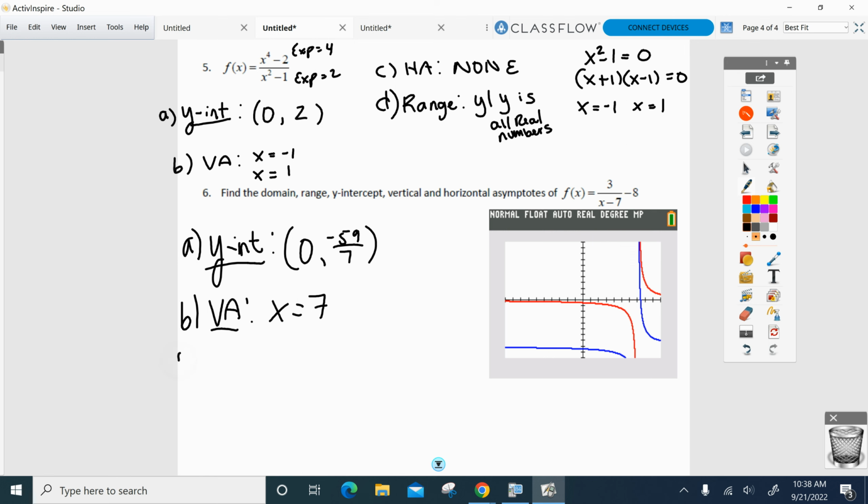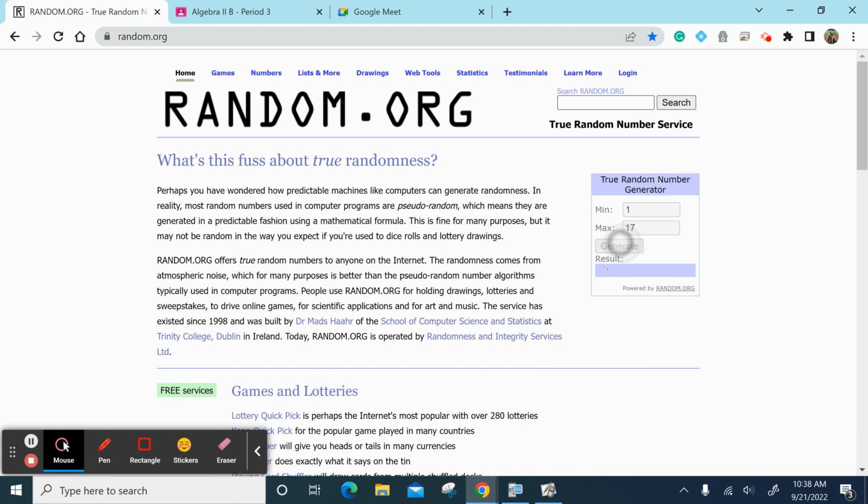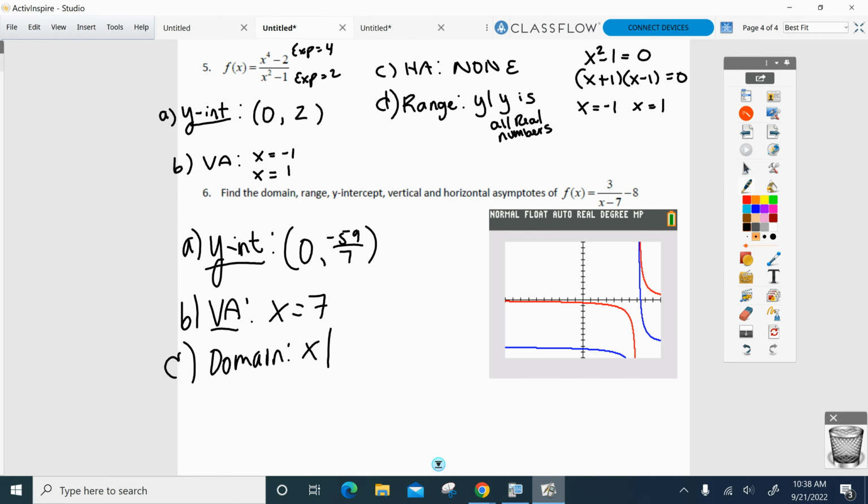So let's keep going. If you know the vertical, let's go. What else do I know? Just pushing it all together today. If you know the vertical asymptote, now you know the darn what? Domain. Write it. X such that. What's my domain? There you go. Good. X cannot equal 7. Perfect.